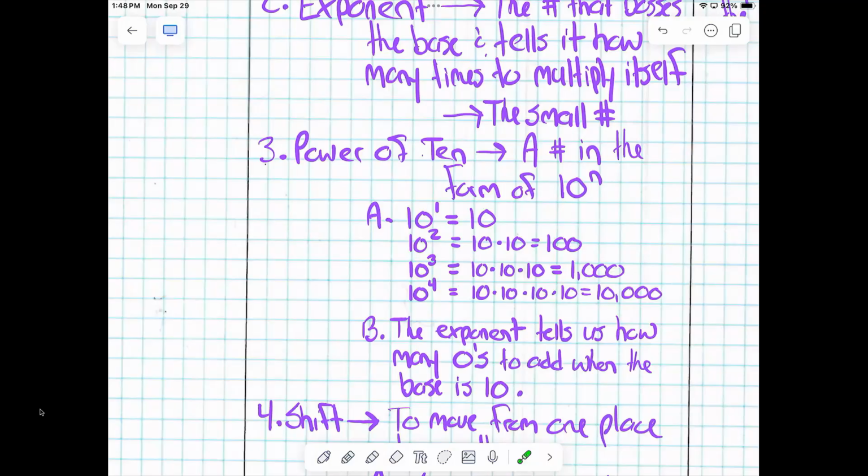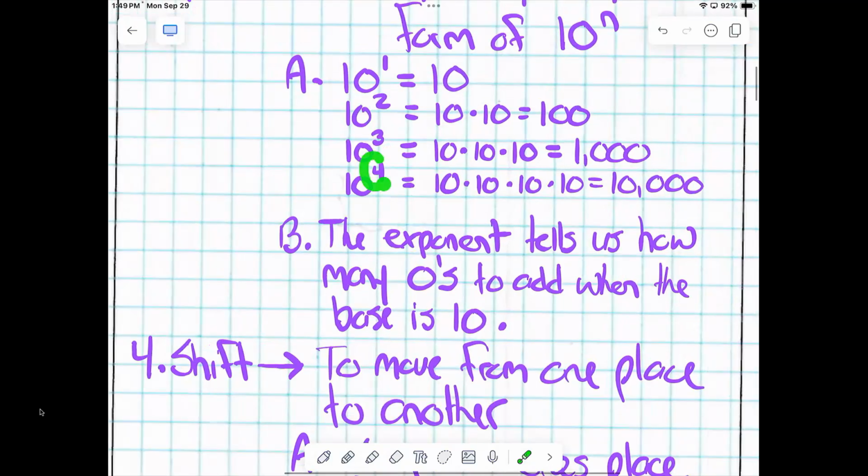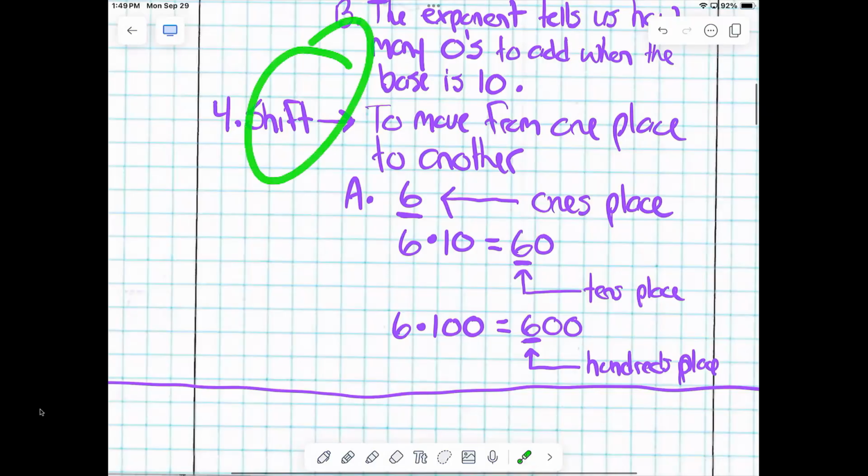Yes. Okay? In this case, it says the exponent tells us how many zeros to add to the number 1, right? Yes. So if this is 10 to the power of 4, how many zeros is going to be in my final answer? 4. If it's 10 to the power of 2, how many zeros are going to be in my final answer? 2.